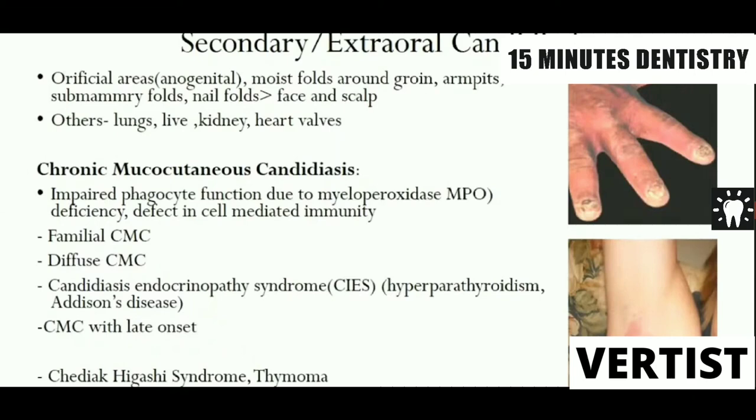Now chronic mucocutaneous candidiasis occurs due to defect in the cell-mediated immunity. It can be familial CMC, diffuse CMC, candidiasis endocrinopathy syndrome or one of late onset. Also in Job's syndrome, which is a congenital neutropenic disorder, and also in thymoma.